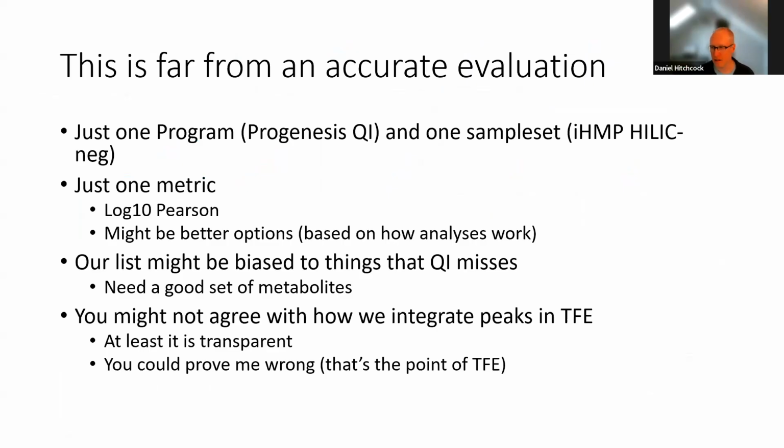It's also just one metric. There might be better options than Pearson correlation. Also, our list might be biased to QI. These are things that we had trouble with historically, so they populate our list, although there are a lot of normal features that do great in either. Also, you might not agree with how we integrated those peaks, but at least it's transparent, and you could prove me wrong if I showed you the data, which is the whole point of TFE.